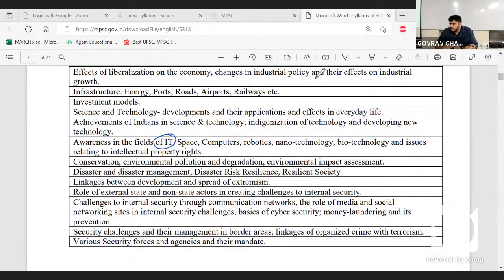So a digitized home. Everything is digital. Everything is working on its own. You do not need to involve yourself between them. This particular thing is called IoT, Internet of Things. We're studying this part of IoT over here, in this awareness in the field of IT. We'll be seeing this.